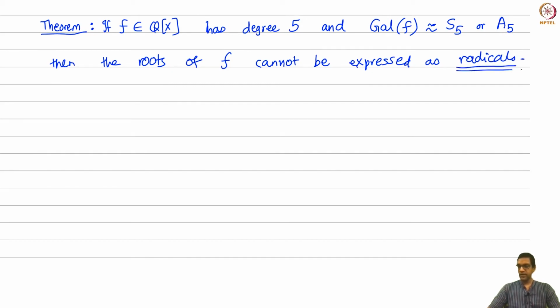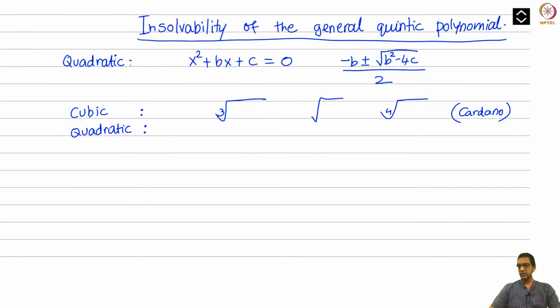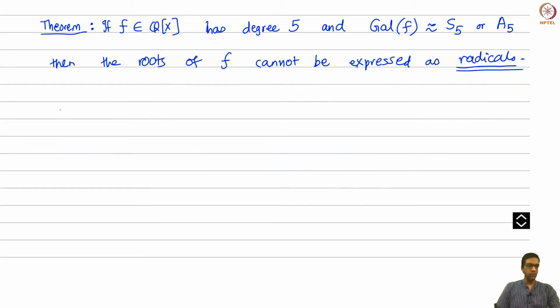The keyword here is radicals. We know what that means in the quadratic and cubic cases. Radicals are things like this, taking some nth roots of other expressions. So what is an example of a radical expression? Here is an expression in terms of radicals. Let me give you an example. Let's do something complicated.